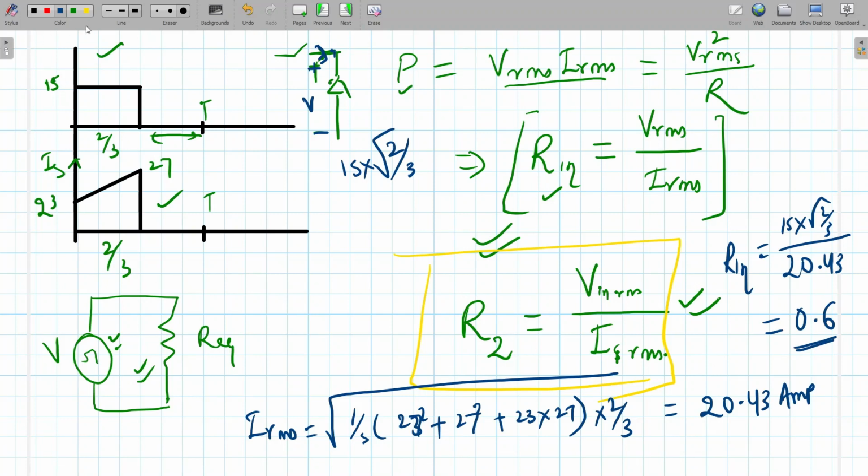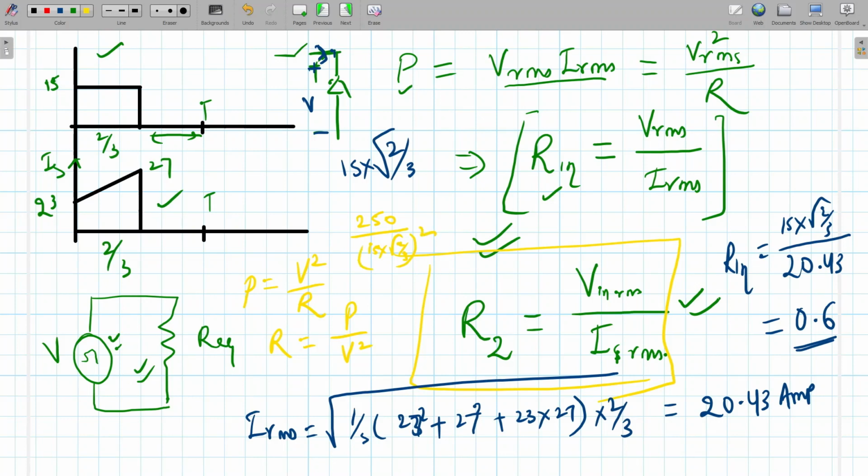The same thing we can calculate by the power equation. P equals V squared by R, so R equals P by V squared. Here every place we have to take the RMS value, since both waveforms are variable. So what will be the power? 250 divided by this RMS value, 15 into root 2 by 3, whole squared.